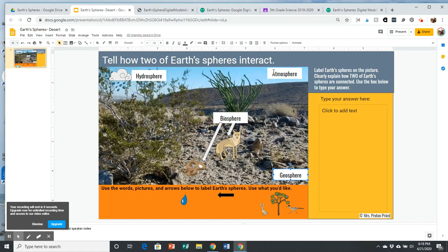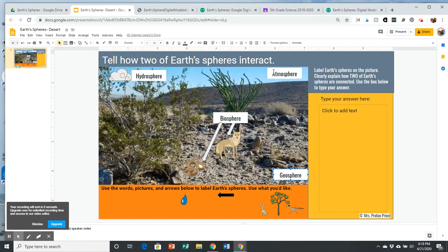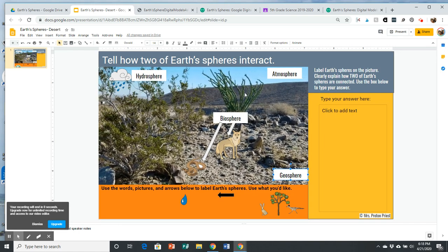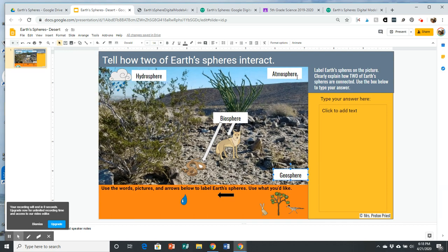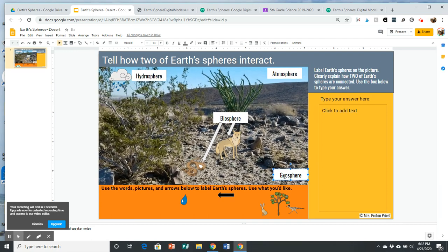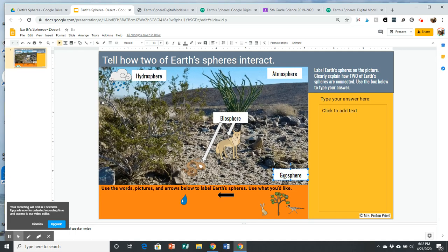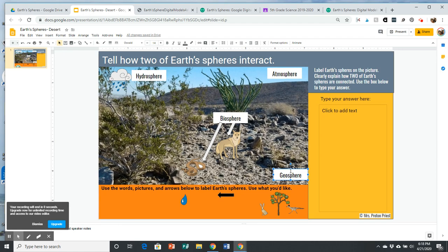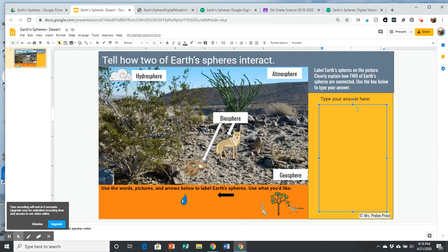So now we're going to talk about how 2 of these interact. So we've labeled all 4. We know hydrosphere is water. We know biosphere are plants and animals. Atmosphere is oxygen, carbon dioxide, and other gases. And geosphere are rocks and sand. And so we want to talk about how these are related. And we're going to type that in here.